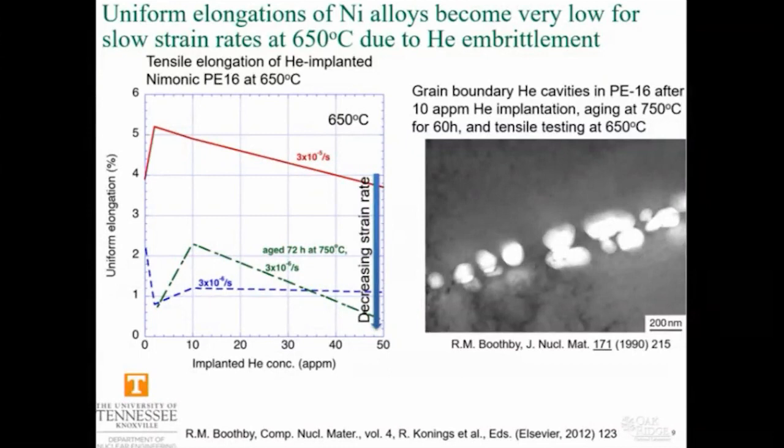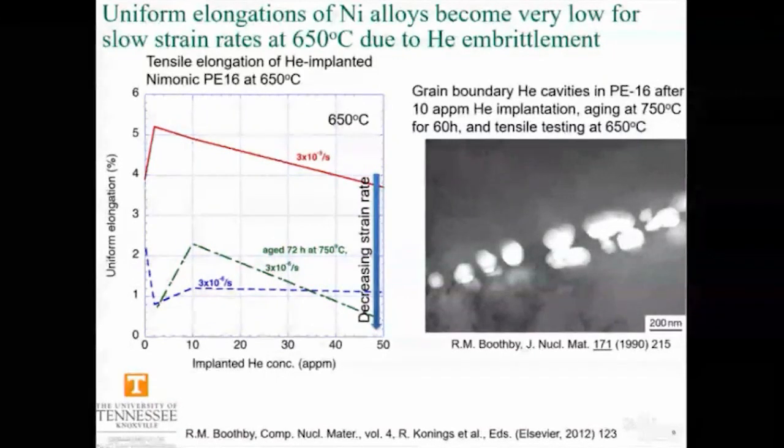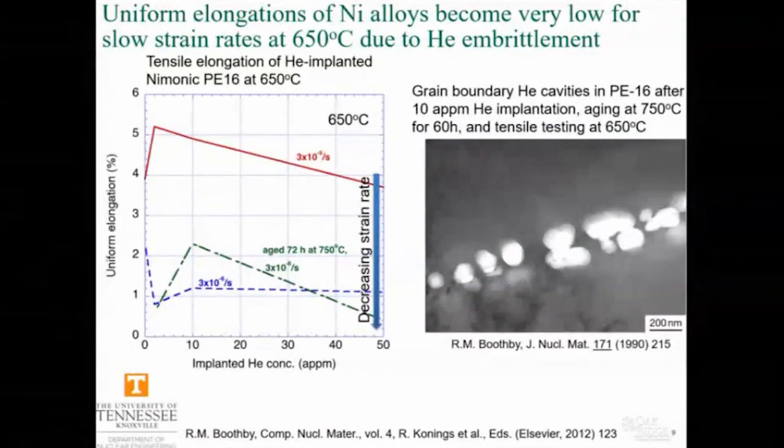If you take one of these samples after it's been implanted and then aged and then tensile tested and put it in an electron microscope, and you look along the grain boundaries, it doesn't look very pretty. The grain boundaries are filled with these large helium bubbles. Obviously, it's going to be very weak along those grain boundaries because you've now lost a lot of the material in that grain boundary. And this is essentially the thing that we're concerned about with the high temperature helium embrittlement, keeping the helium from going to the grain boundaries.